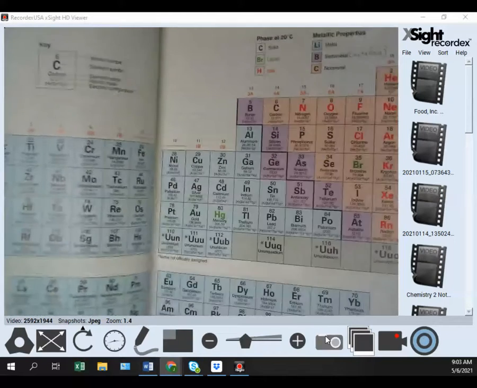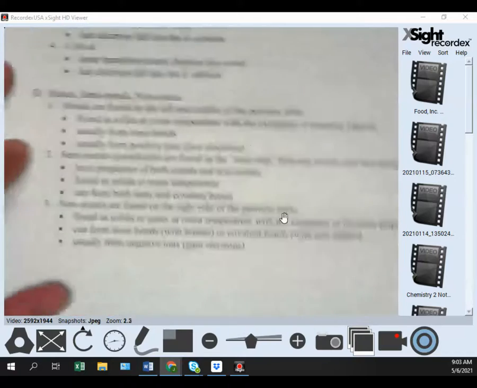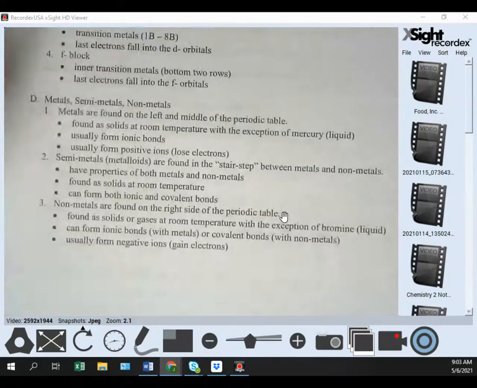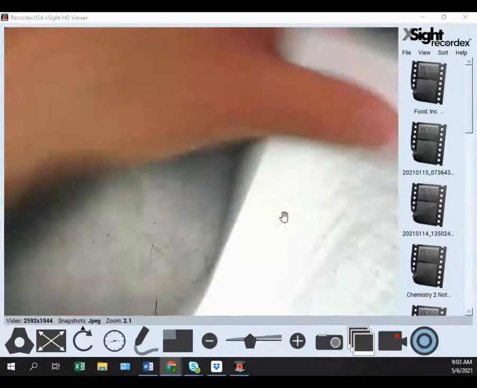And then this lists properties. You guys can read the properties of them. I don't need to go through all of them. Questions on any of that so far? All right, let's flip it.